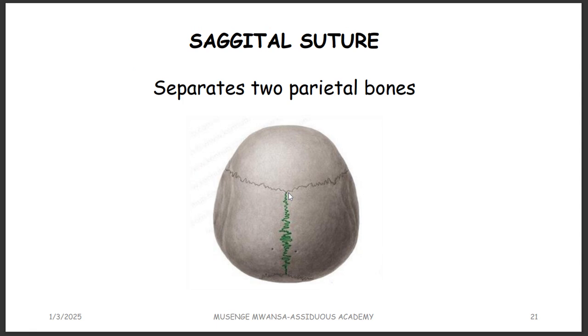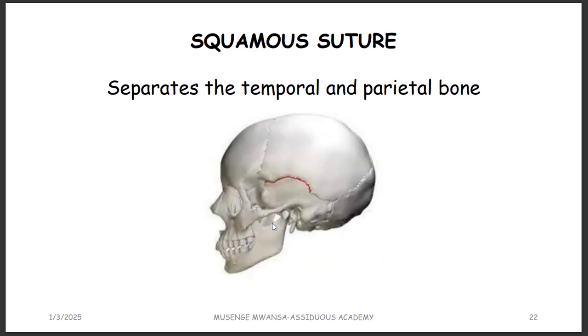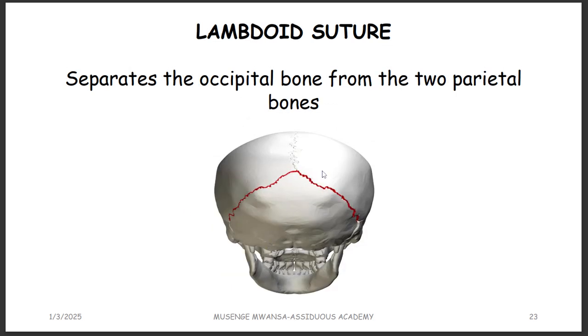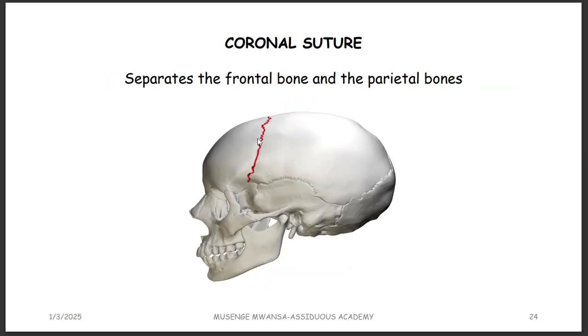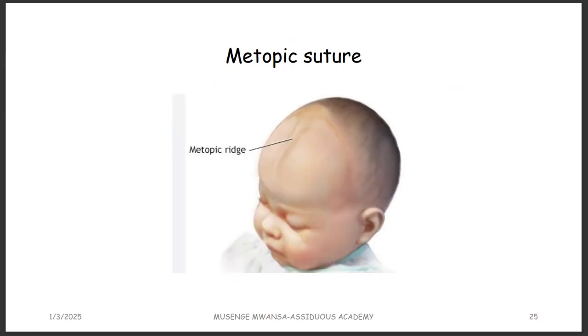And then some special names of sutures. The one that separates the two parietal bones we call the sagittal. Remember the sagittal plane? So this will be the sagittal suture. Then you have this suture separating the parietal on top from the temporal down. That is a squamous suture. You also have the suture separating the two parietal bones from the occipital bone. That is the lambdoid suture at the back. And the one separating the frontal bone from the two parietal bones is the coronal. Remember the coronal plane? Coronal suture.